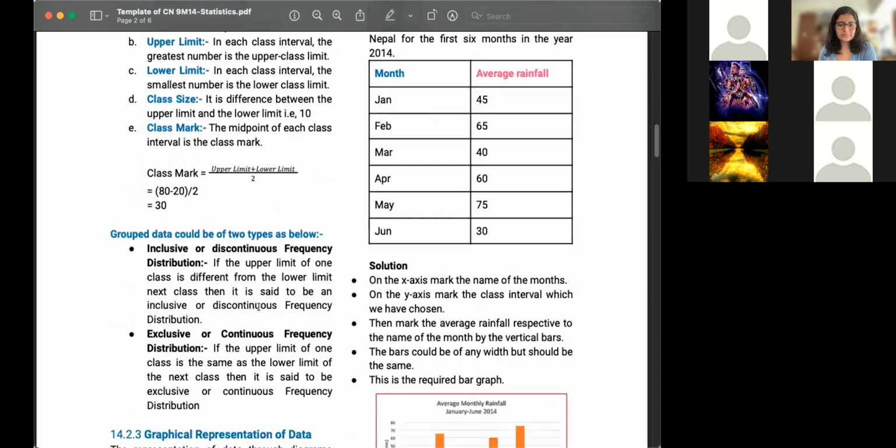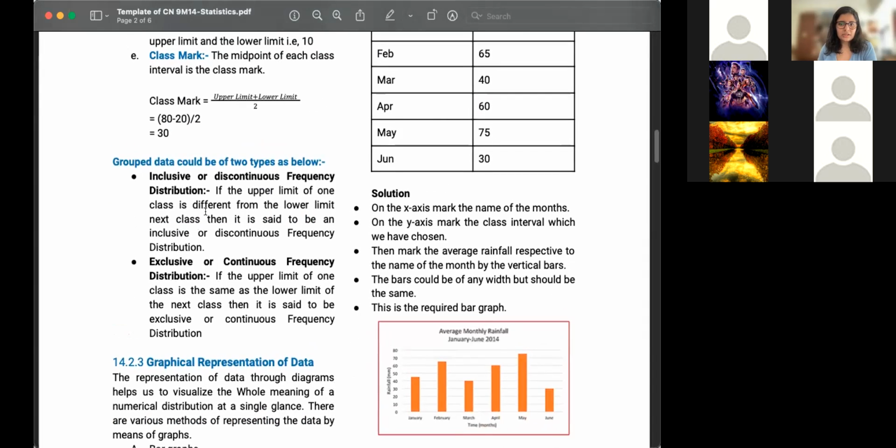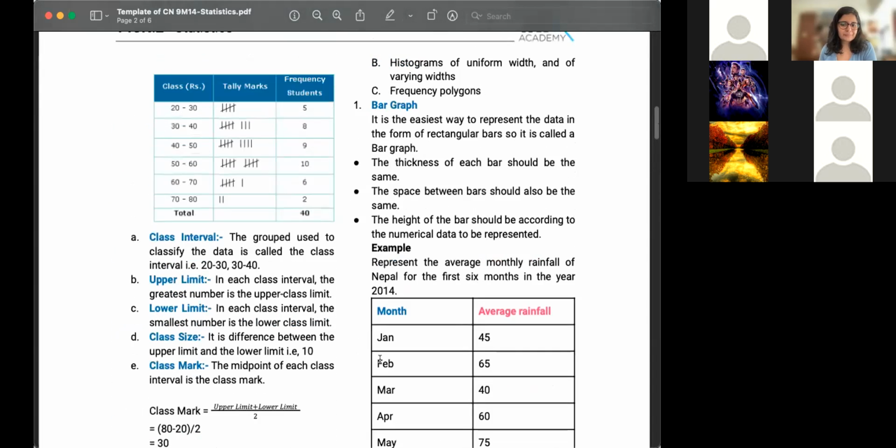Yeah, so these are some terms. When you have grouped data like this, if you observe, one class is 20 to 30, the next one starts at 30 to 40. Every class is sticking to the next. If one class ends with 40, the next class starts from 40 itself. Because it is continuous, this sort of distribution is called a continuous distribution table.